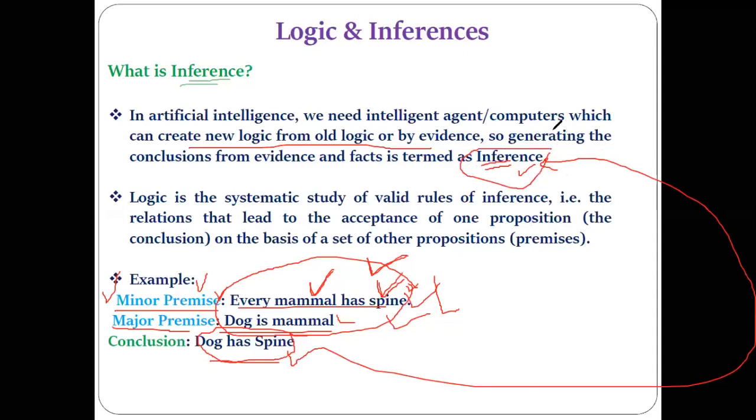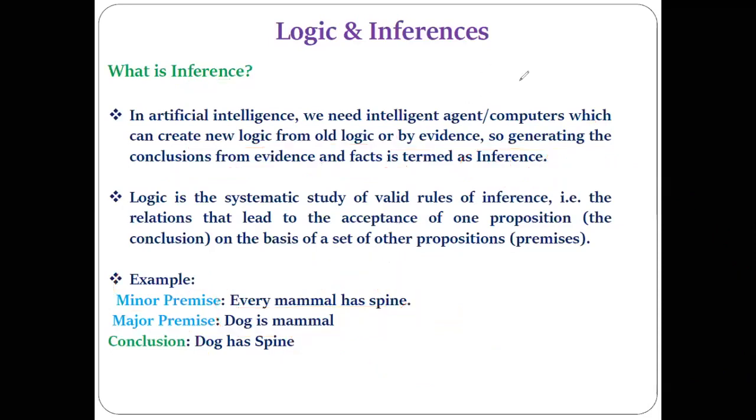Yes, I have explained it to you with the example here. In artificial intelligence, we need an intelligent agent. What kind of agent do we need? One which can create new logic from old logic. Generating a conclusion from that evidence, or from that old logic or old fact, is considered inference. Understood the concept of inference? Yes, sir. Okay.